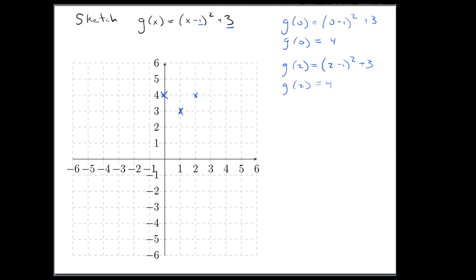I'm going to guess that if I take negative 1, I'll get negative 1 minus 1 squared plus 3. So that's negative 2 squared, or 4, plus 3 is 7. So g of negative 1 is 7, which would be somewhere up here, call it. And the same thing for g of 3.